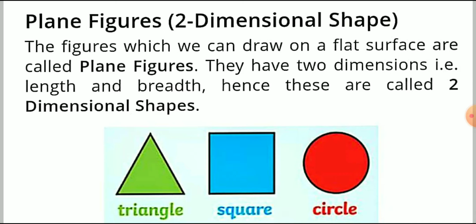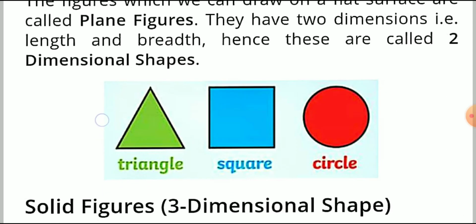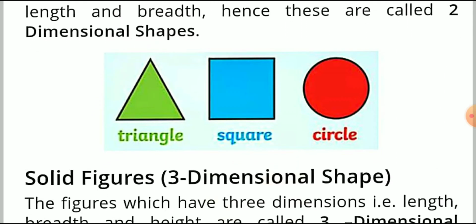Okay. Now if we talk about three-dimensional shapes, then what is the third dimension in it? Yes, the third dimension is height. Now see, what kind of shapes are these? Triangle, square, circle, rectangle, etc.